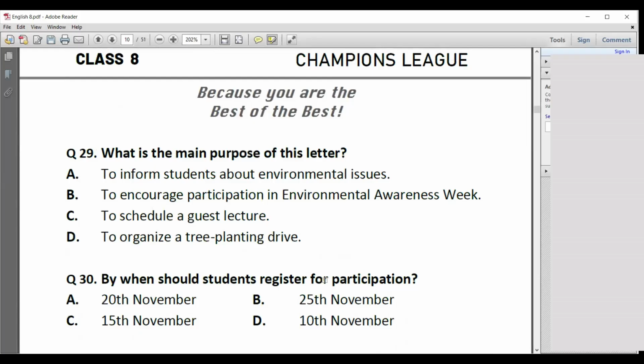Question 29. What is the main purpose of this letter? A. To inform the students about environmental issues. B. To encourage participation in Environmental Awareness Week. C. To schedule a guest lecture. D. To organize a tree planting drive. The correct option is option B. To encourage participation in Environmental Awareness Week.